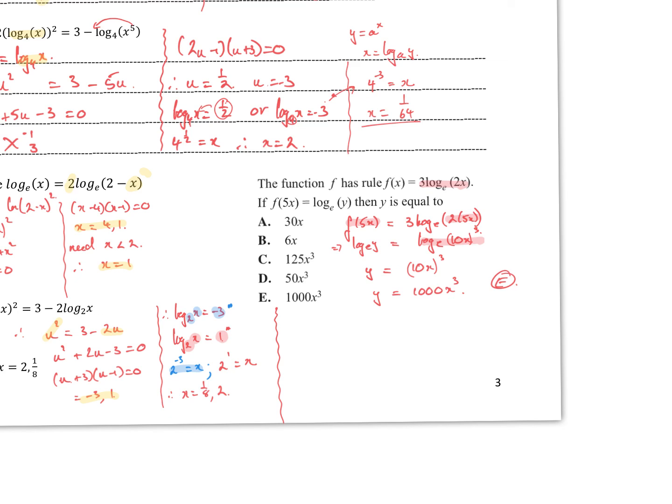The left-hand side, f of 5x is equal to log e y, so I can put log e y on the left-hand side equal to log e of (10x) to the power of 3. So again, I can equate expressions, so that means y is equal to (10x) to the power of 3, which is 1000x cubed, which is E.